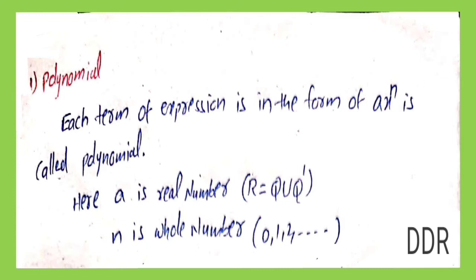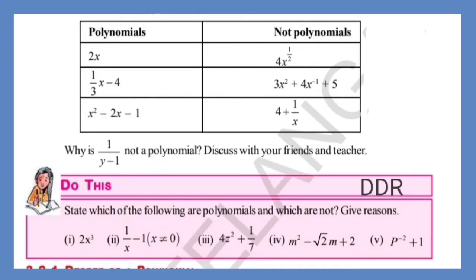So every term should be in the form of ax to the power of n. Then that expression is called a polynomial. Let's see some examples. In the table, 2 columns are there. Left side polynomials, right side not polynomials. In the left side, first one, 2x, is a polynomial. Why? Because 2x means 2 x to the power of 1. So n is a whole number and 2 is a real number.